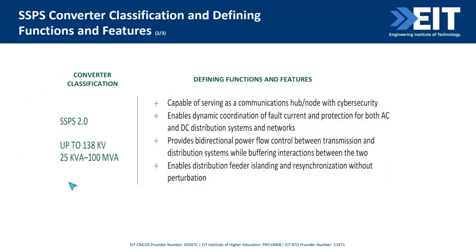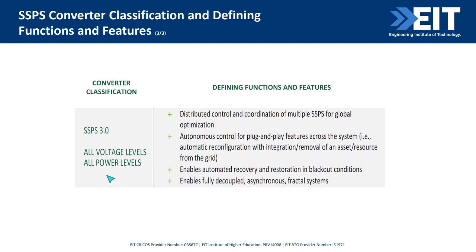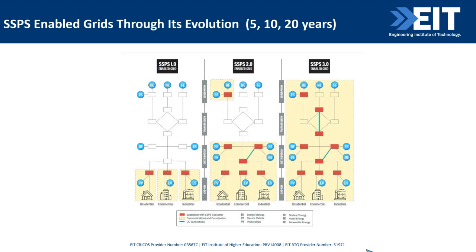This is what is my next stage, which is between 25 kV to 100 MVA. This is my solid state power station two. So you will see again, these added features will be added in. And my last stage will be for all voltage level, which will build me a completely decoupled asynchronous fractal system, which will have automated recovery and restoration, especially in blackout conditions. So what I'm trying to tell you, I have built this one, now I'm going to build this one, and then this one. This is now, in 5 to 10 years will be this, in 20 years will be this.